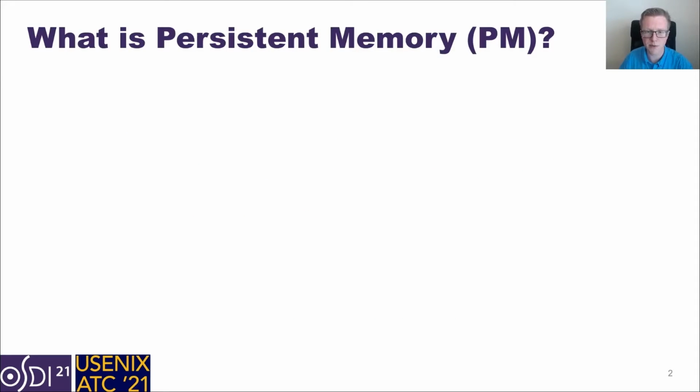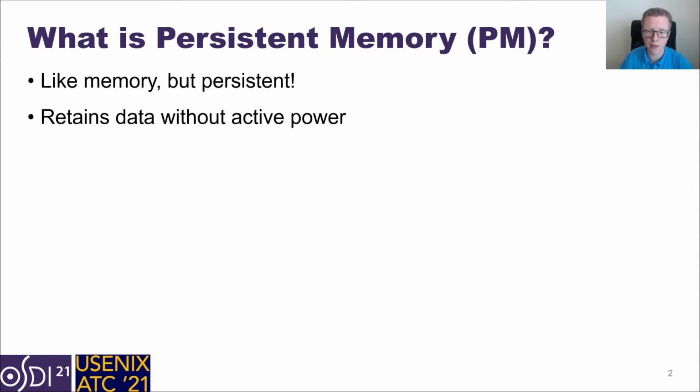So what exactly is persistent memory? Well, to give a slightly obnoxious definition, persistent memory is just like regular main memory, but persistent. Specifically, persistent memory is a memory abstraction where memory retains its values without actively being powered. Persistent memory is actualized in a few different ways.